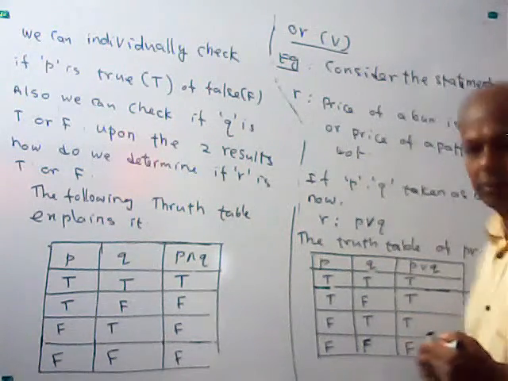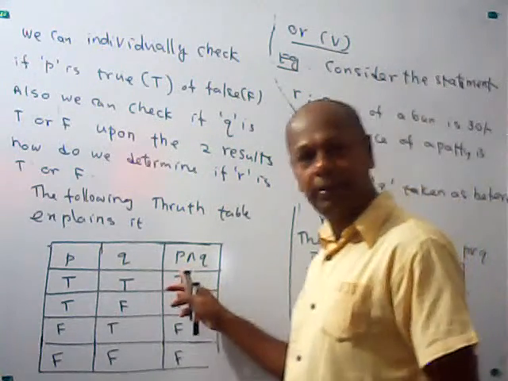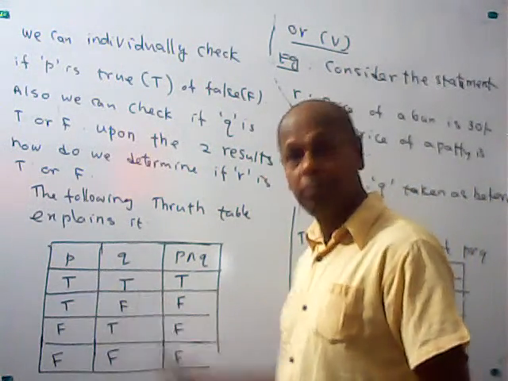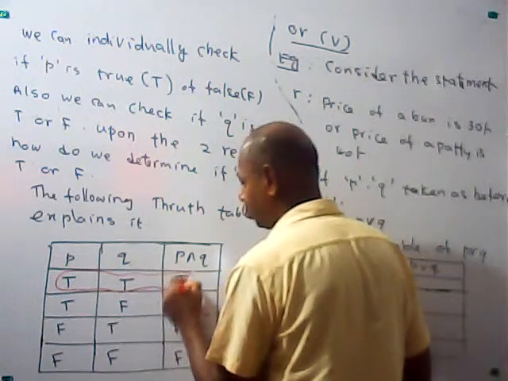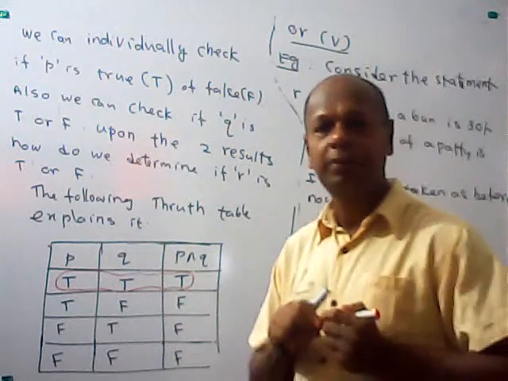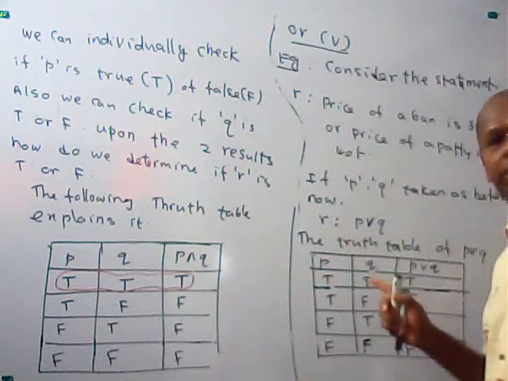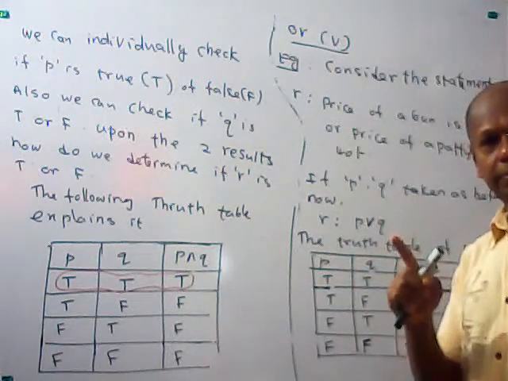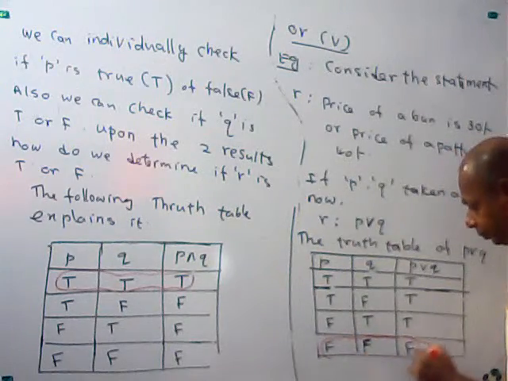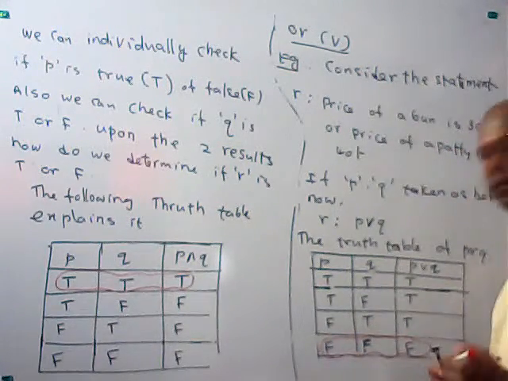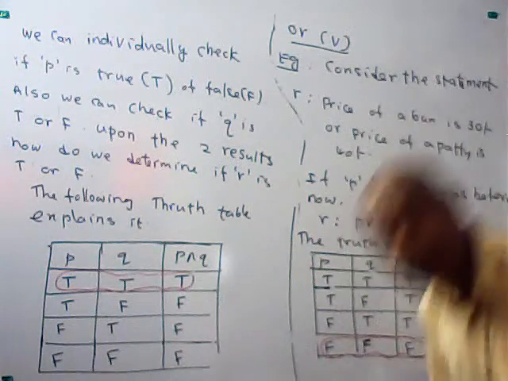So what you should remember in these two: for AND to be true, both the statements must be true. But for OR to be true, you need only one of them to be true. This is false only when both the statements are false at the same time, right?